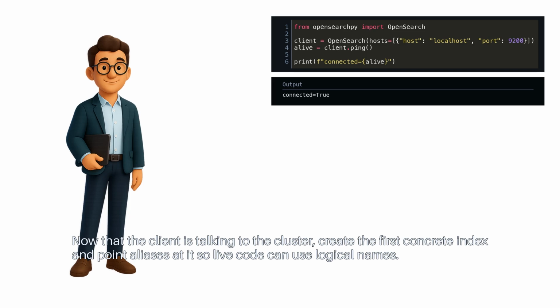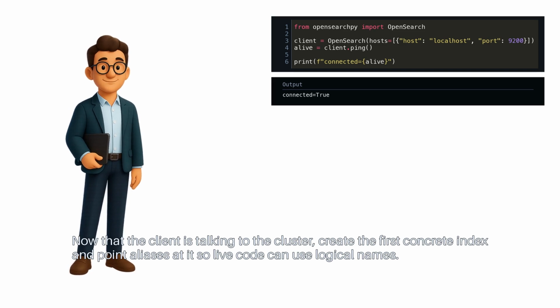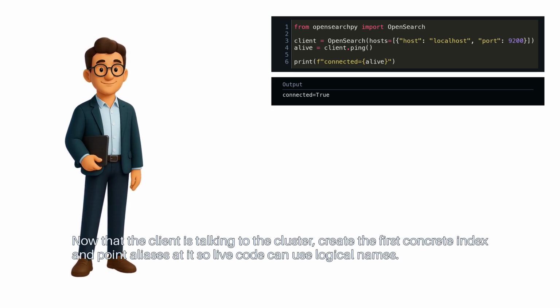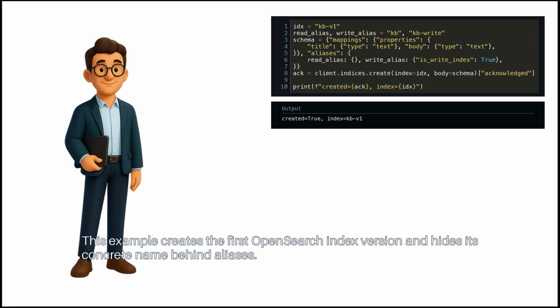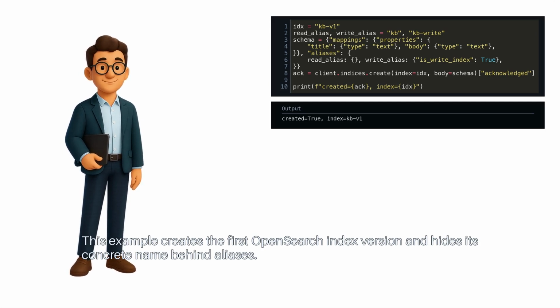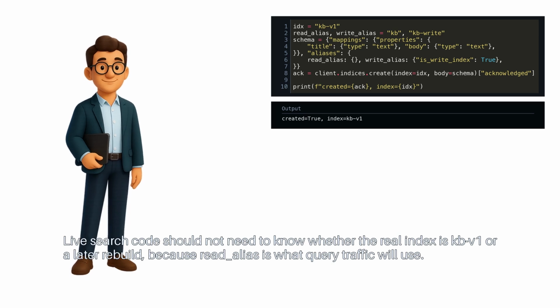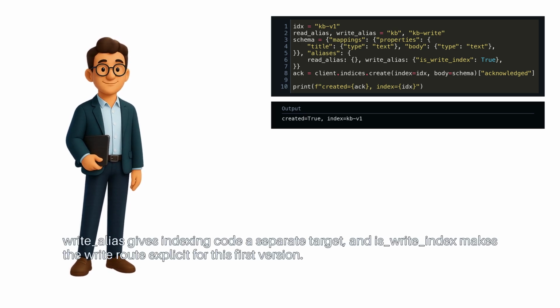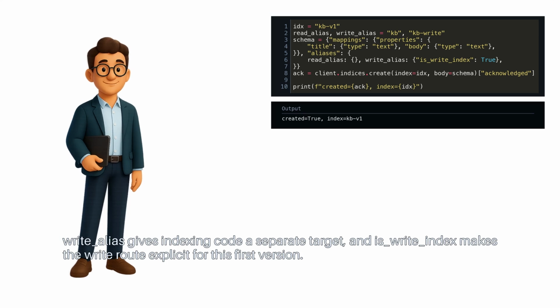Now that the client is talking to the cluster, create the first concrete index and point aliases at it so live code can use logical names. This example creates the first OpenSearch index version and hides its concrete name behind aliases. Live search code should not need to know whether the real index is KBV1 or a later rebuild, because read alias is what query traffic will use. Write alias gives indexing code a separate target, and isWrite index makes the write route explicit for this first version.